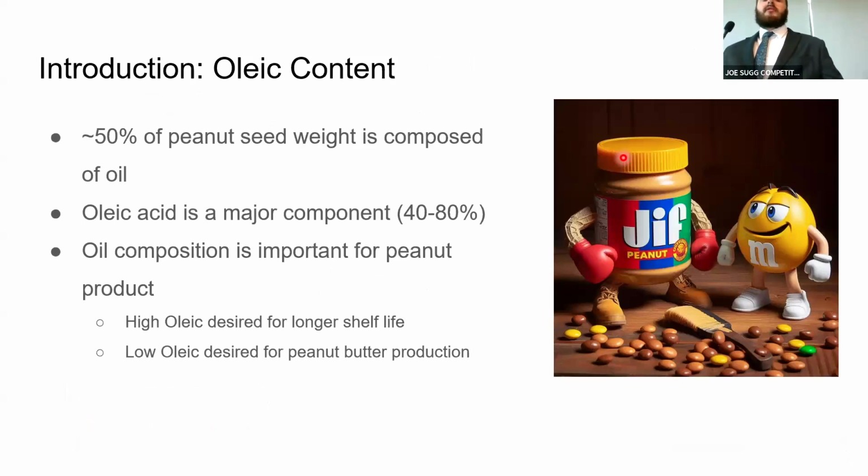So, brief introduction, oleic content. So 50% of our dry weight in our peanut seed weight is composed of oil. Oleic acid is a major component of this, from 40 to 80%. And this oil composition is important for our peanut product at the end of the day.